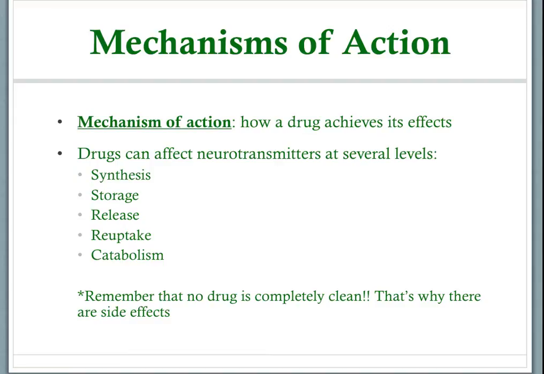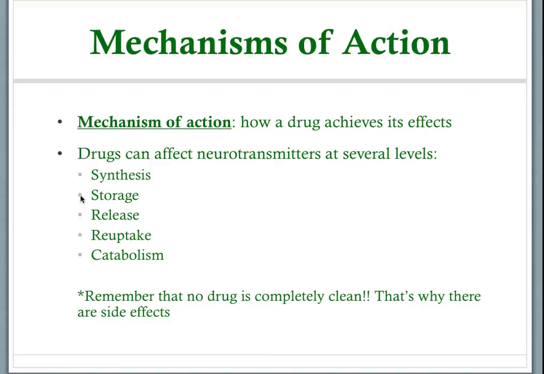Okay, so these different ways that we can do this, we can affect the synthesis of neurotransmitters, we can affect their storage. So if they're made but they're not stored in vesicles, then we're not going to be able to have vesicle release into the synapse. So that's one way. The actual release, so the trafficking of the vesicle to the membrane and the release, the reuptake of the neurotransmitter. So if we block it from being reuptaken, it's going to be present in the synapse longer. And catabolism. And by that, really, we're talking about metabolism, but specifically, we're talking about breaking down. Okay, breaking down the neurotransmitters.